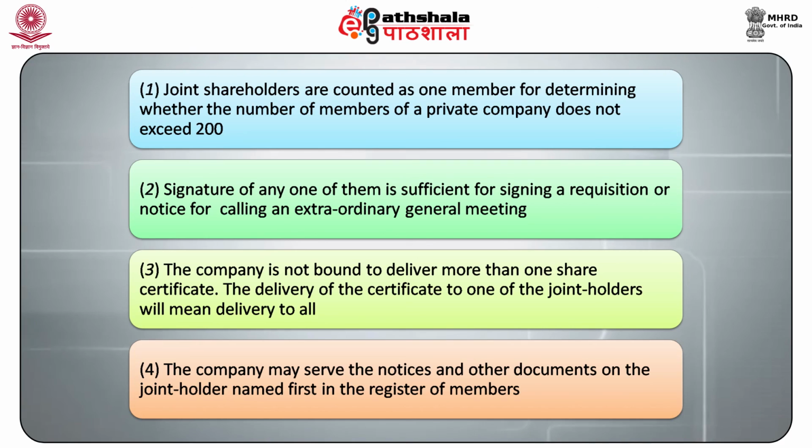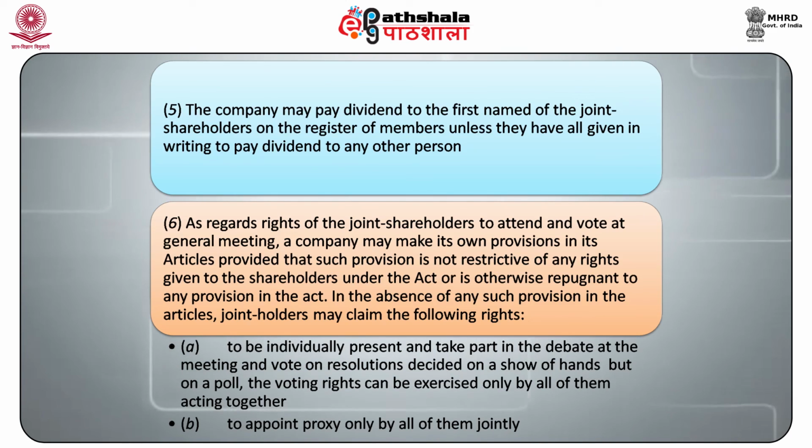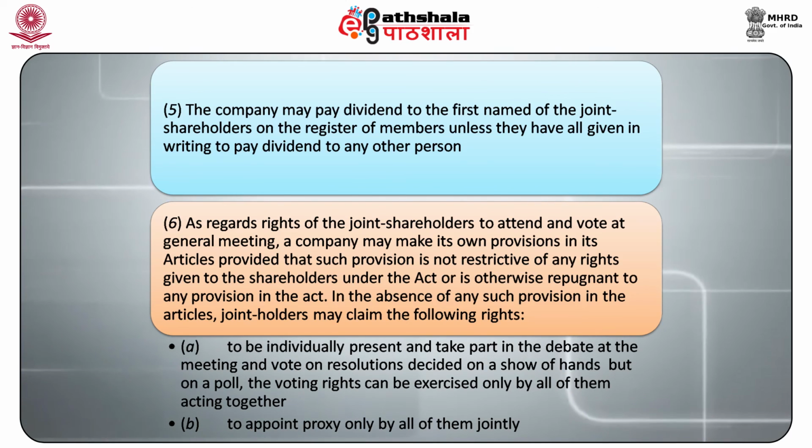Next, the company may serve the notices and other documents on the joint holder named first in the register of members. Next, the company may pay dividend to the first named of the shareholders on the register of members unless they have all given in writing to pay dividend to any other person.